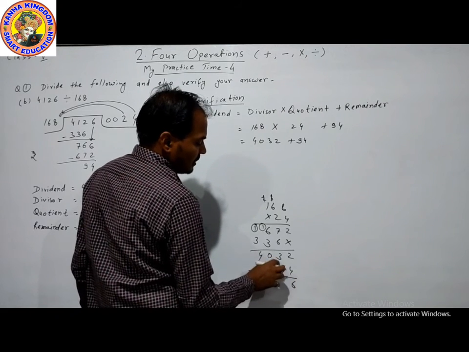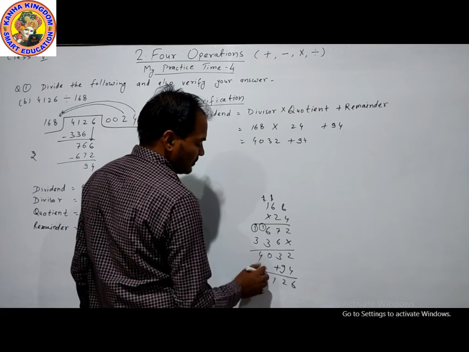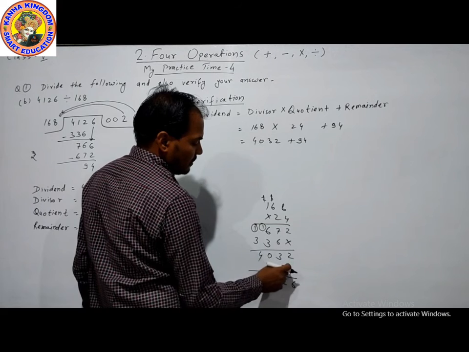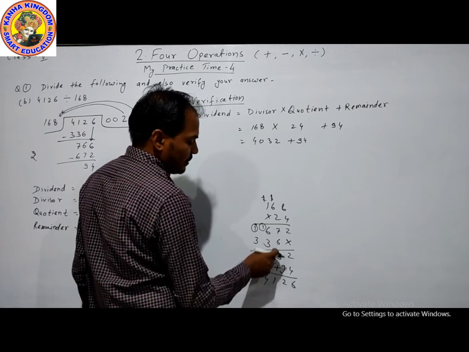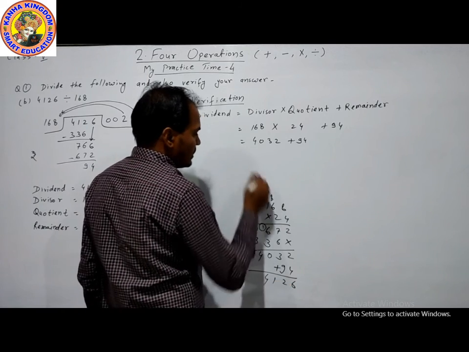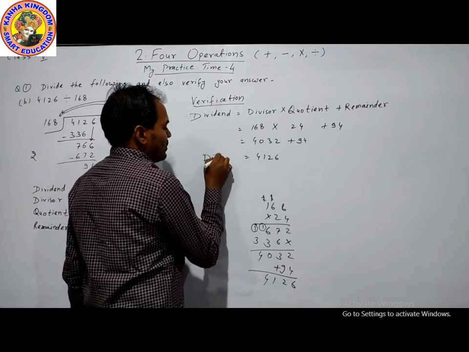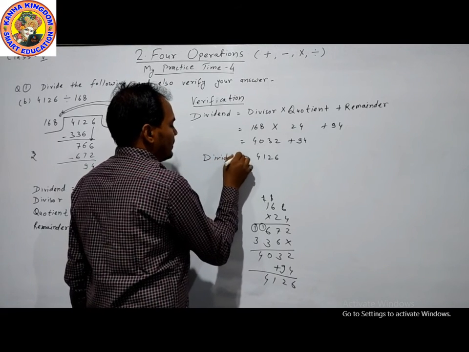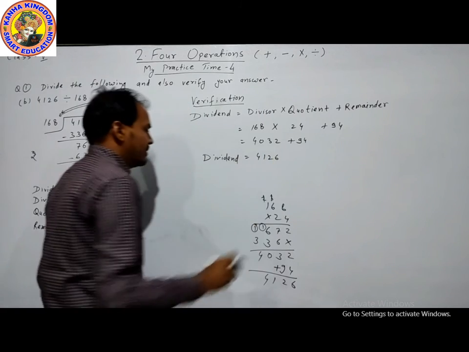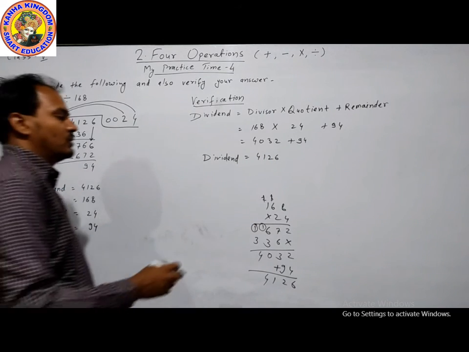Here we add 94. 2 plus 4 is 6. 3 plus 9 is 12, 1 is carry, 1 plus 0 is 1, then 4. The answer is 4126. By putting the values we get the dividend is equal to 4126.